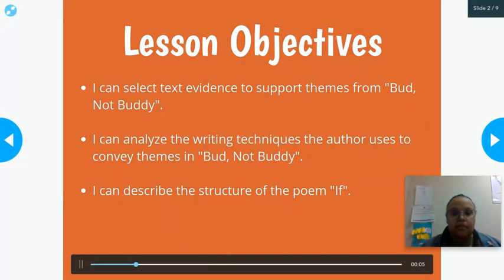Our lesson objectives for today will include a review from our previous assignment and a new objective. So our review objectives are: I can select text evidence to support themes from Bud Not Buddy. I can analyze the writing techniques the author uses to convey themes in Bud Not Buddy. I can describe the structure of the poem If. So our third objective will be the new standard that we will focus on today.